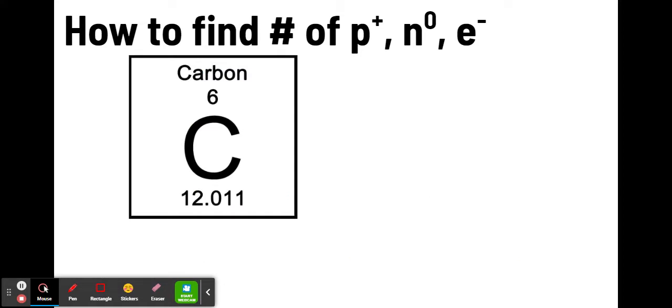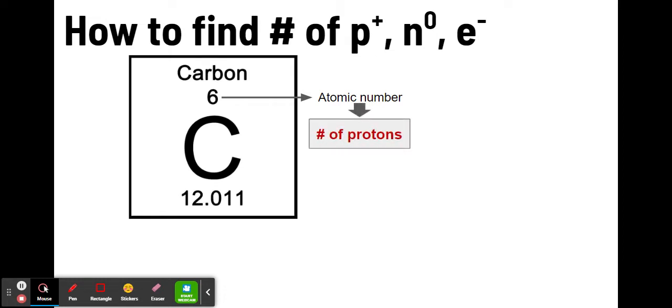Now, if I ask you to draw an atom, how do you figure out how many protons and neutrons and electrons that atom has? Well, here's an example. On the periodic table, you will see little boxes like the one you see here. And inside the box, it will name an element like carbon. Inside the box, you will see 2 numbers. The number on top is the atomic number. And the atomic number tells you the number of protons. So in this case, carbon has 6 protons.